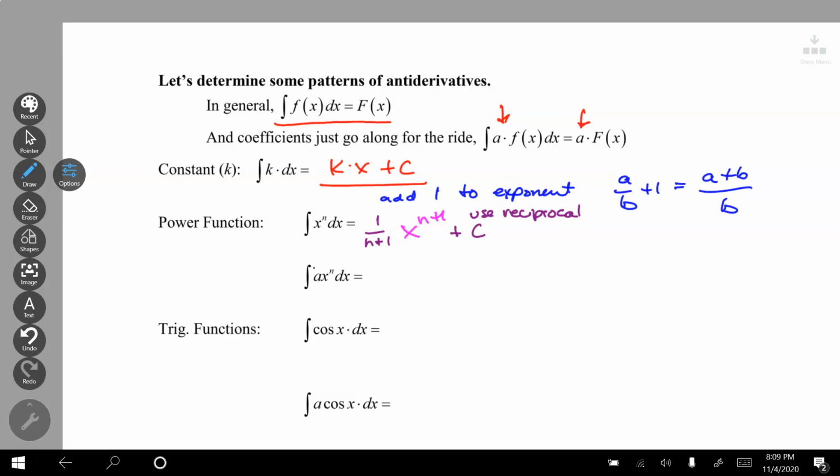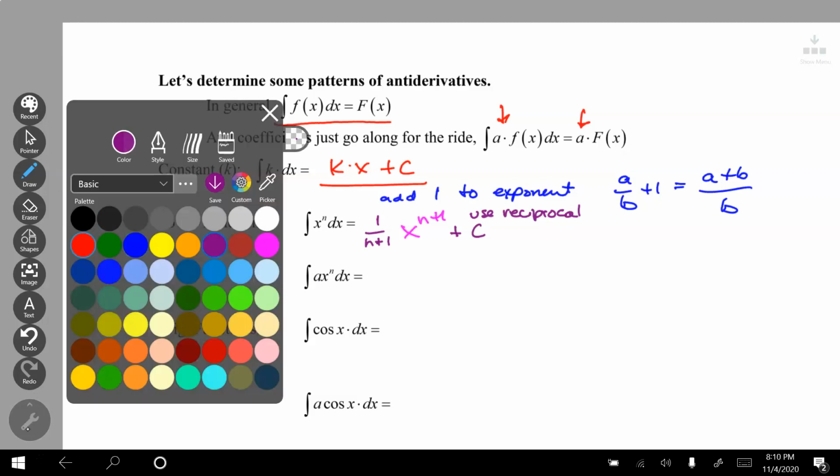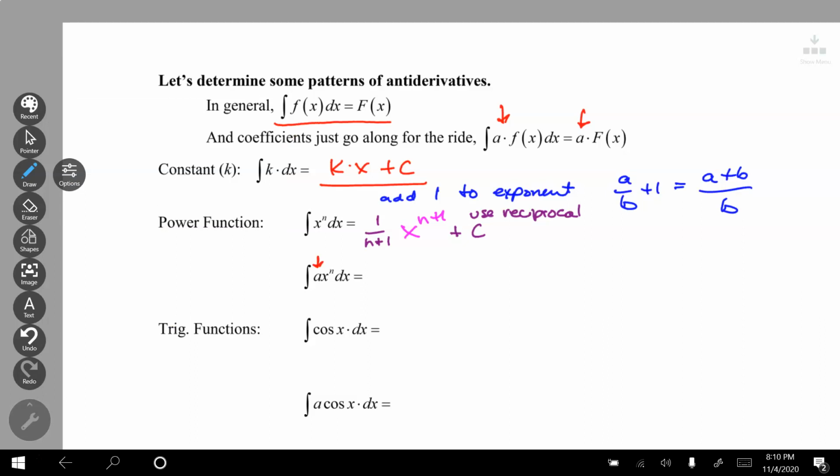Now if we have an a along with it, it goes along for a free ride. It's still x to the n plus 1. I'm still using that reciprocal, so n plus 1 on the bottom, but there's going to be an a on top, and there's a plus c. Now, if I have 2x to the 4th, well, this is going to be x to the 5th. The reciprocal of that is 1/5 times 2 gives me 2/5 plus c.